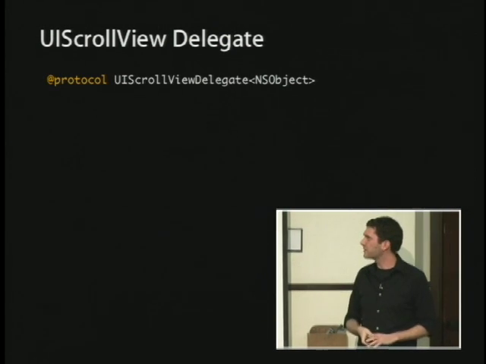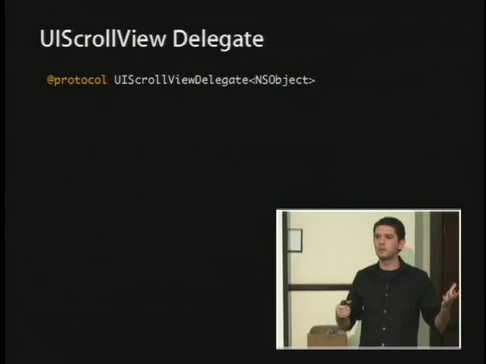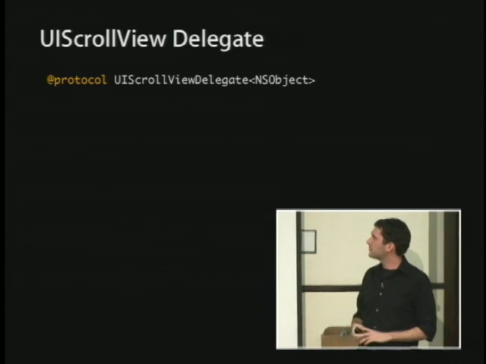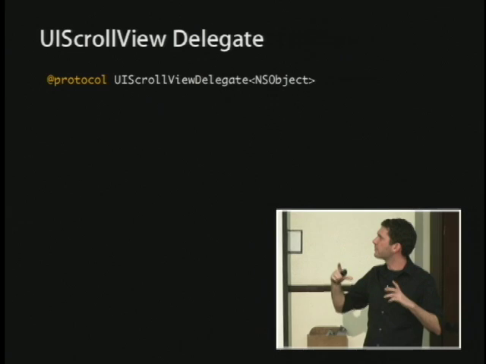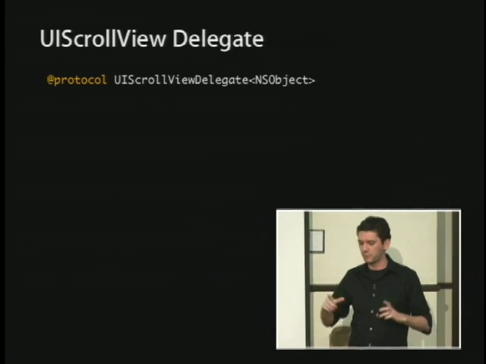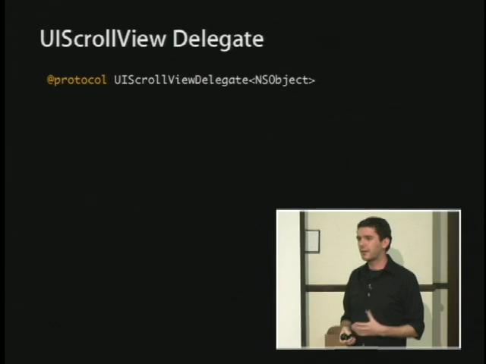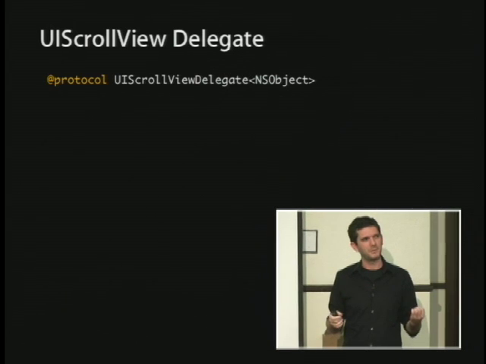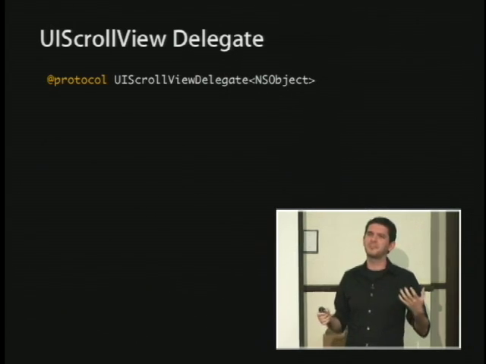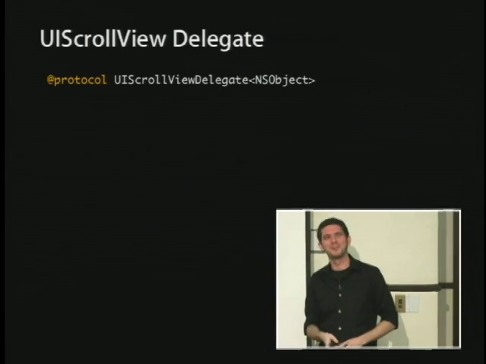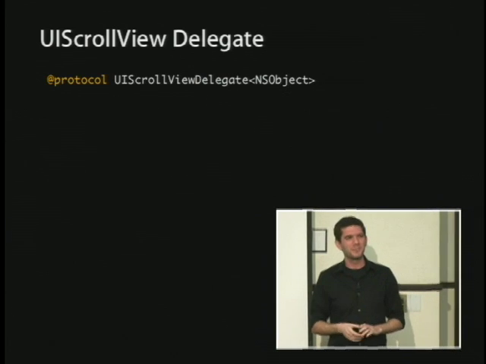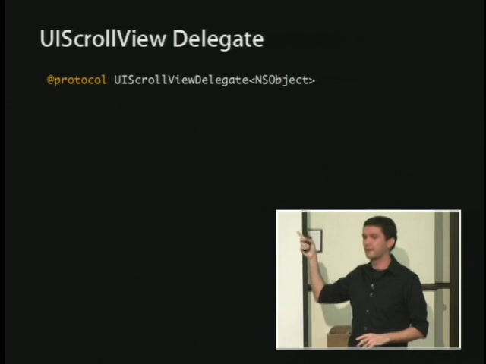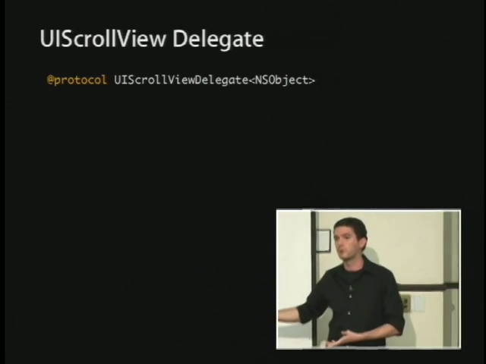So a protocol is declared like this in a header file. It's @protocol, again with the @ symbol, UIScrollViewDelegate. And this is another construct we haven't really seen, these angled brackets, which define, I'm forgetting the term, that a particular class conforms to a particular protocol. Conforms to is what I was going for. So in this case, we're saying that the UIScrollViewDelegate protocol conforms to the NSObject protocol.